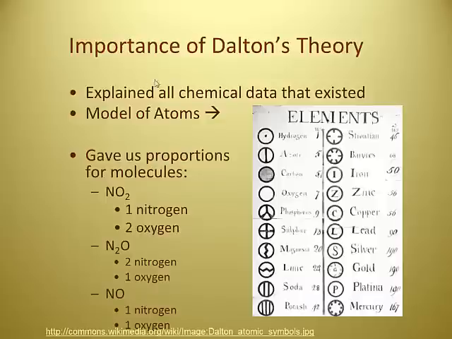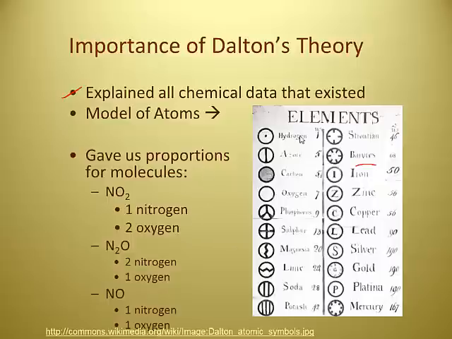Now, the importance of Dalton's theory: since we know that parts of it are wrong, why is it that we talk about it? Well, it explains all the chemical data that existed at the time. He develops models of atoms, and this is actually a drawing out of his book of elements. He shows his models are spherical, round spheres, and he comes up with some symbols for them. He's got things like lime and soda and potash, which I don't remember seeing on the periodic table. Some of his elements were not real elements, although some of them are.